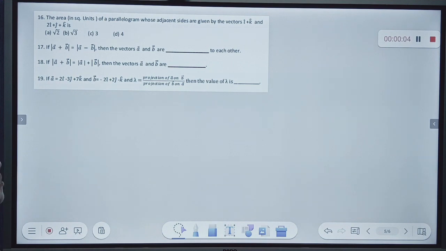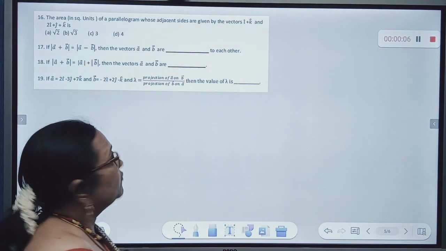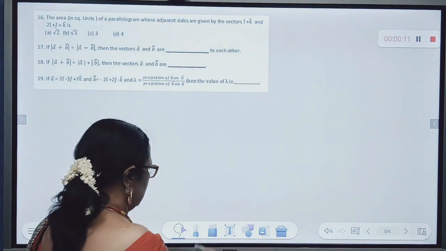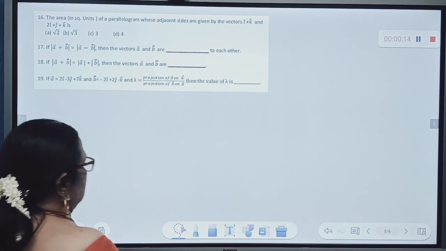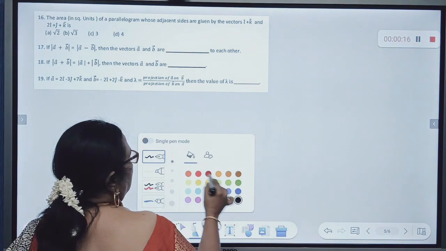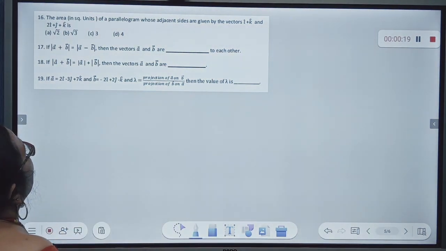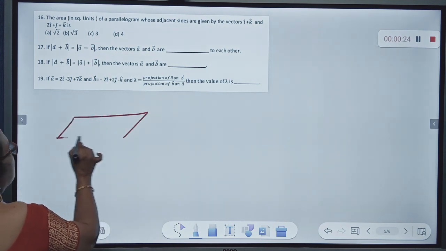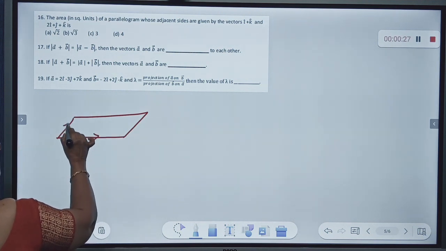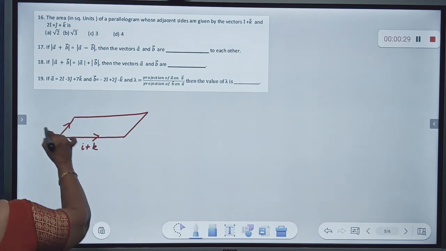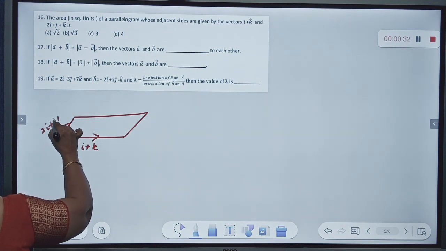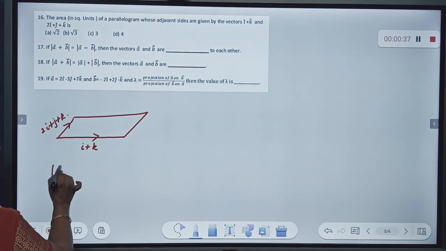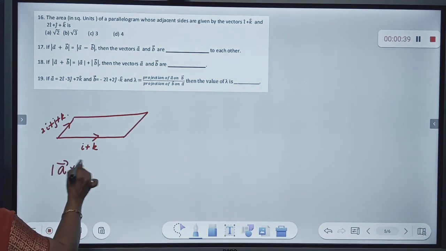Now a few more problems, which are either of the multiple choice type or which can be asked as a 2 marks question. Simple questions based on vectors. If you look at the first one, the area of a parallelogram whose sides are given as i plus k and 2i plus j plus k. If the adjacent sides are given, the area of the parallelogram is given by the modulus of A cross B.